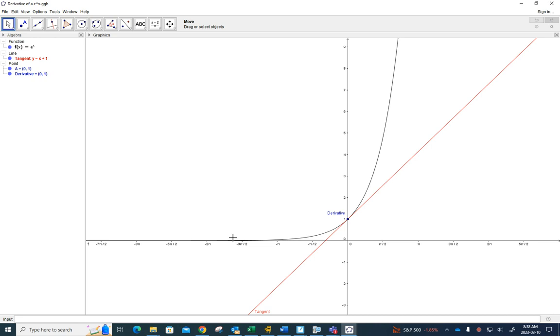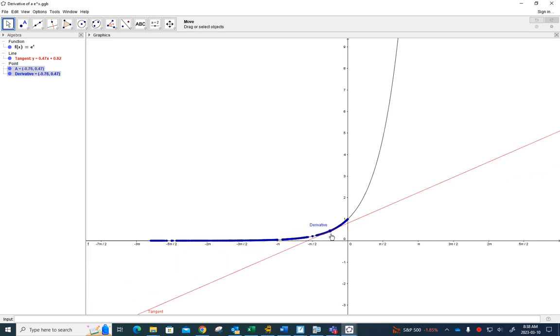This is the graph of e to the x. It has e to the 0, which would also be 1. Now the crazy thing about e to the x is if you draw a tangent at any point and mark the derivative or the slope of that tangent, look what happens. That's crazy.